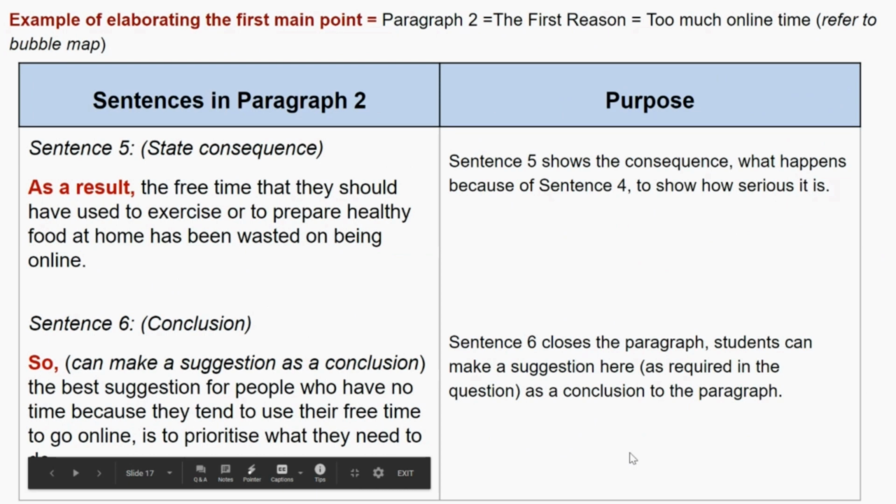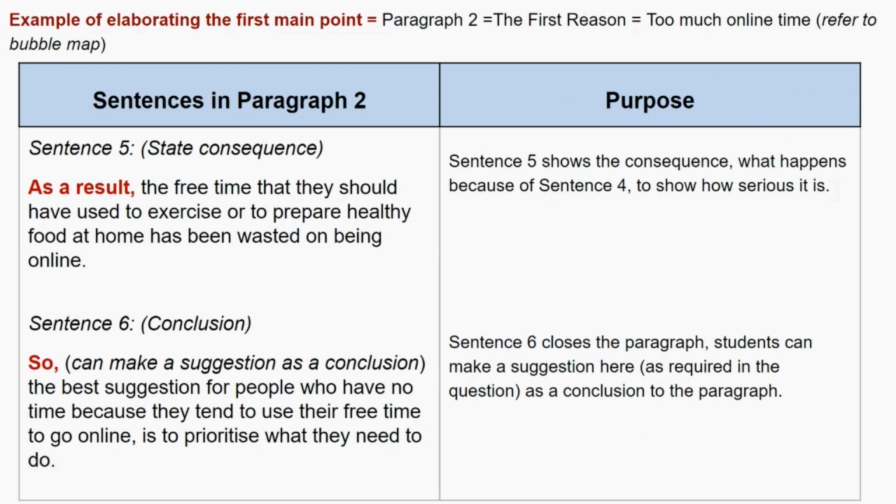Let's look at sentence 5, stating consequence. It starts with the words as a result. As a result, the free time that they should have used to exercise or to prepare healthy food at home has been wasted on being online. Purpose of sentence 5: it shows the consequence, what happens because of sentence 4, to show how serious it is.